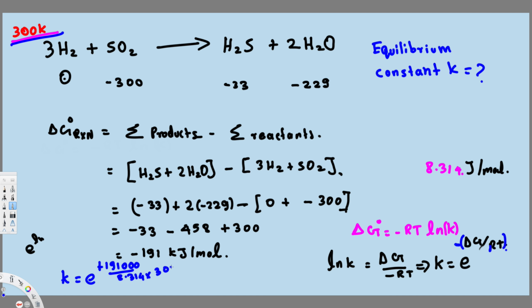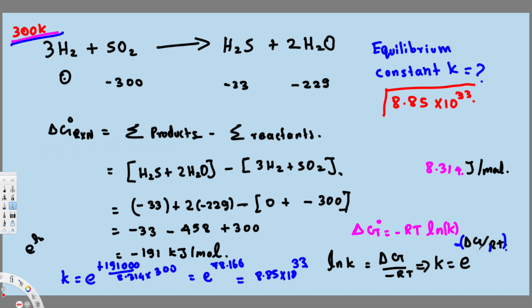So if you calculate this one, this will give you e to the power of 78.166, and that is equal to 8.85 times 10 to the power of 33, and that's going to be the K value, the equilibrium constant. Now we can finally go ahead and write, therefore K value is equal to 8.85 times 10 to the power of 33, and that's going to be the final answer.